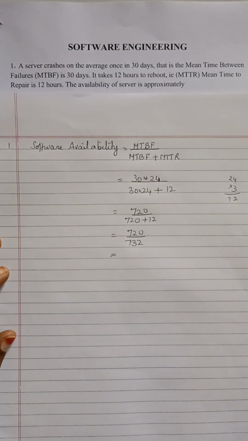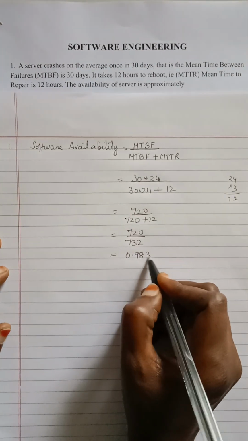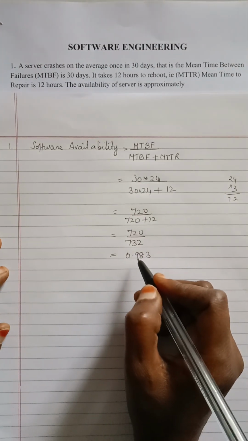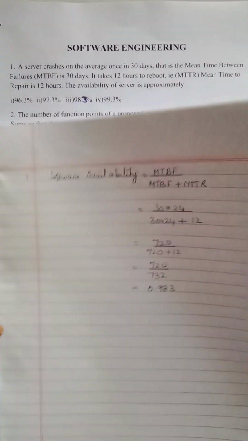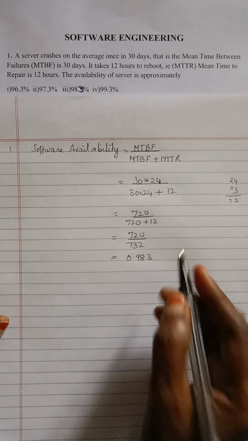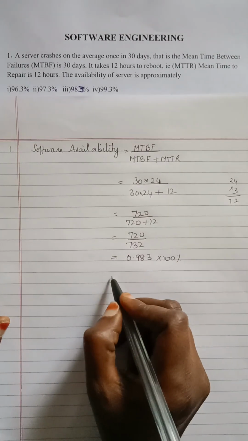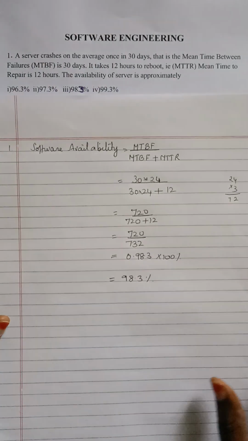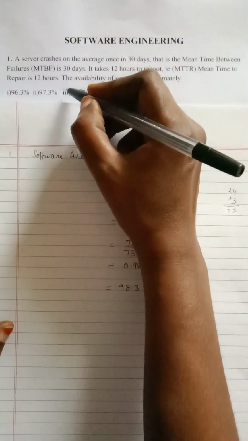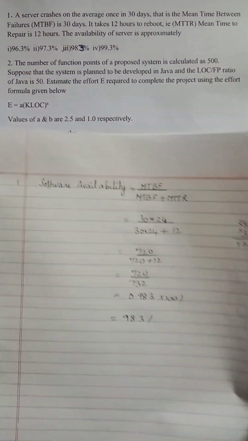So the value will be 0.983. So this value is 0.983. Here they have given it in percentage. So percentage means we are going to multiply by 100. Okay, so multiply by 100, it will be 98.3%. So the answer is the third option, that is 98.3. Okay, next problem.